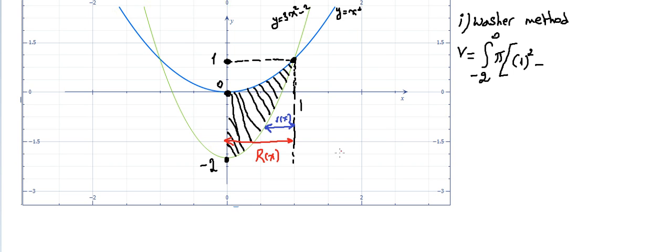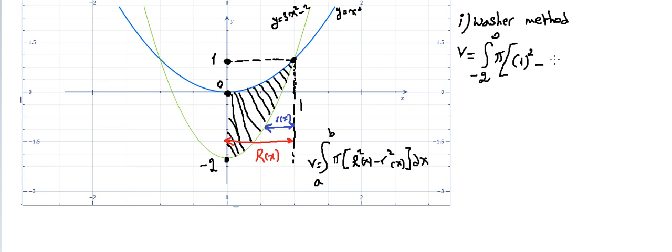Let's write the formula. The volume is the integral from a to b of pi times R squared minus r squared, dx or dy, here in terms of y. All right, here we are working in terms of y. The bigger radius, the outer radius, is 1. The inner radius is 1 subtracted by this curve, between this curve and the y-axis.